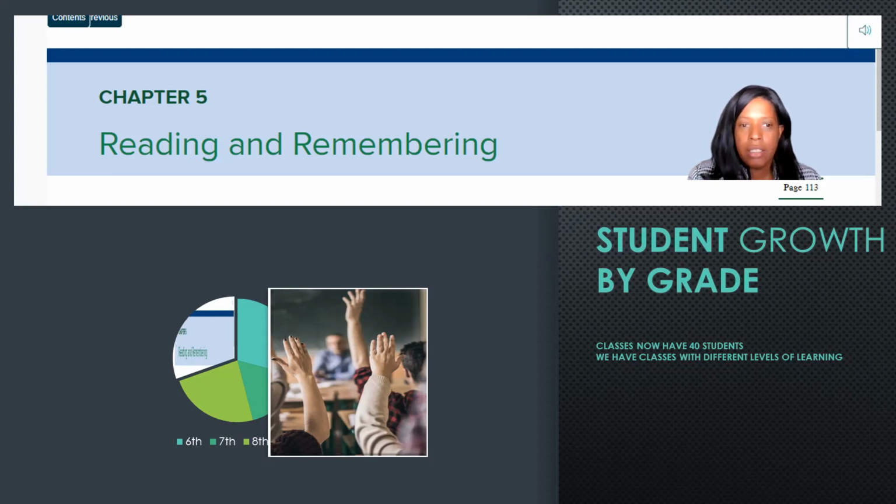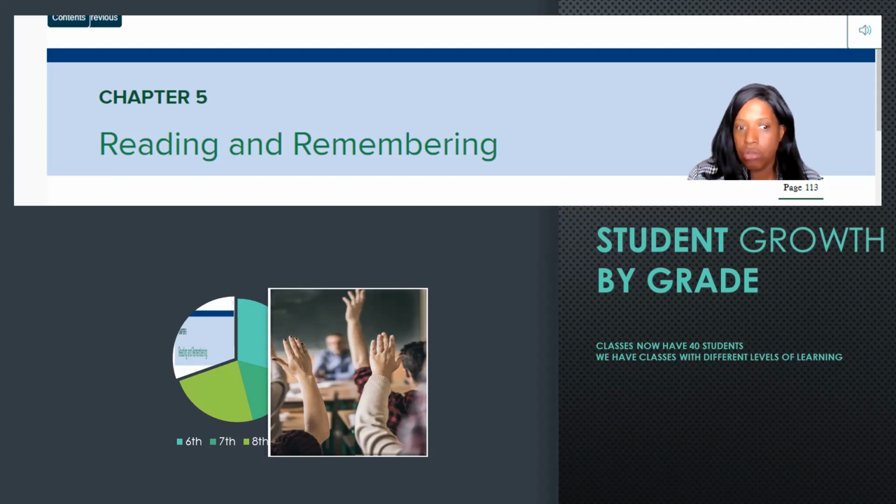Then, when you're looking at it in the Thieves strategy, and I'll explain a little bit further, they want you to use your own brain. They want you to explain yourself. What does reading and remembering tell me in a topic? What could student growth by grade tell me in a heading? So these are some of the things that you will see on the next page.